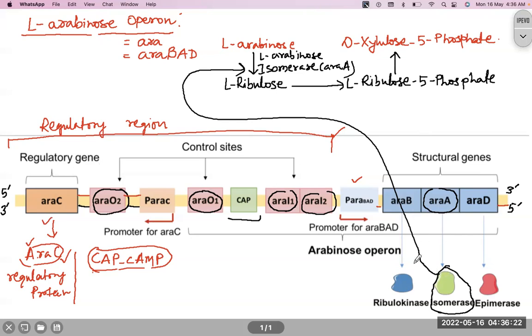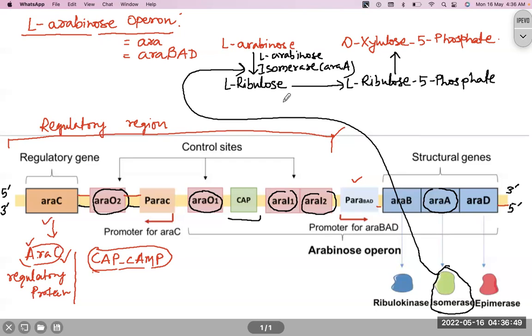So this is a type of isomerase, the first gene product required for the conversion of L-arabinose into D-xylulose 5-phosphate. L-ribulose will get converted into L-ribulose 5-phosphate. Here you can see phosphorylation is happening at the cost of ATP.